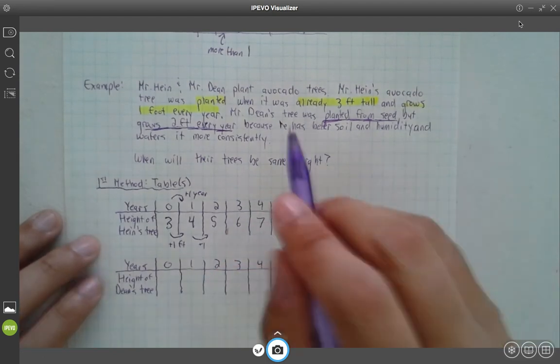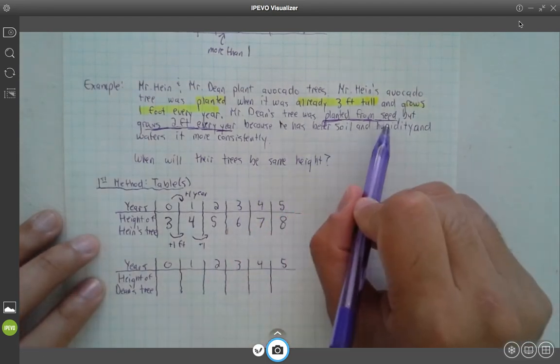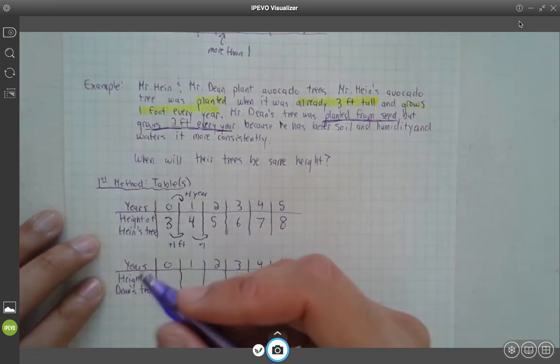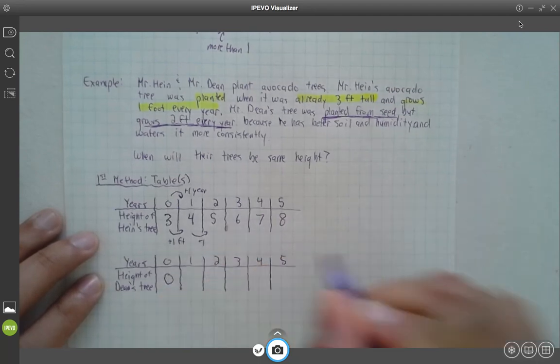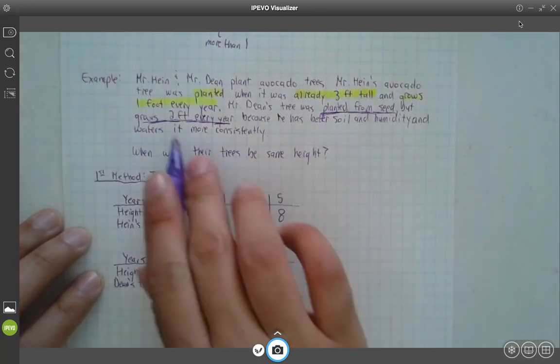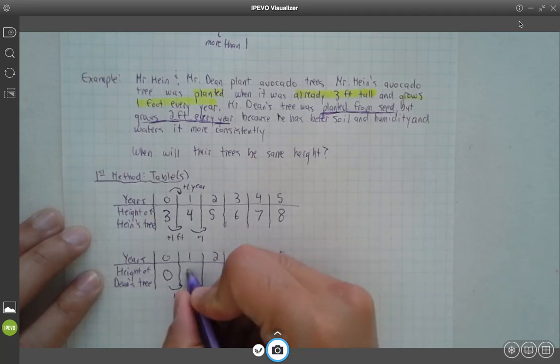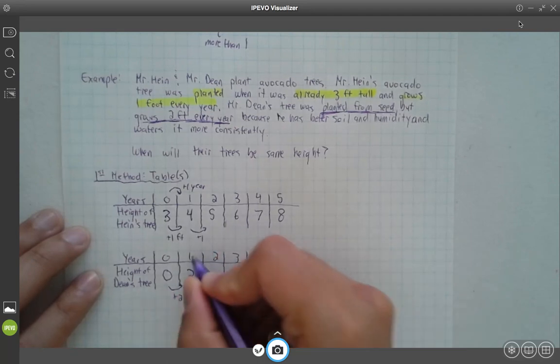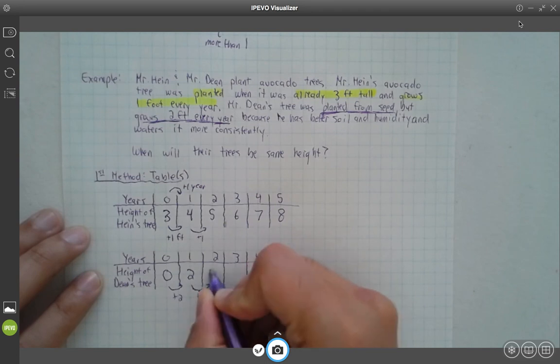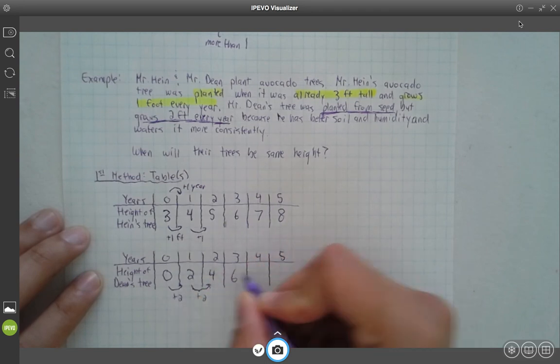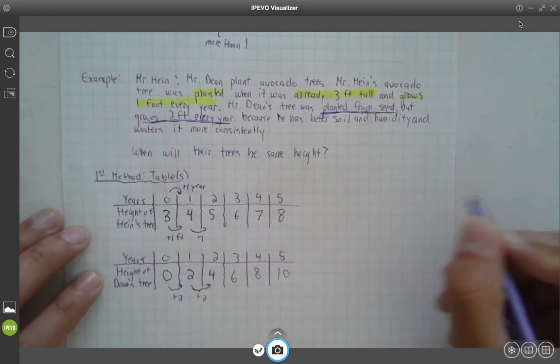Now, Dean's tree, on the other hand, was planted from seed. So if you planted from seed, is there a height? No. And so we're going to give that a height of 0. But it grows 2 feet every year. So every 1 year, it's growing 2 feet. That'd be at 2. Every 1 year, from 1 to 2, it's going to grow another 2 feet. It'd be at 4. Continue on to 6, 8, and 10.